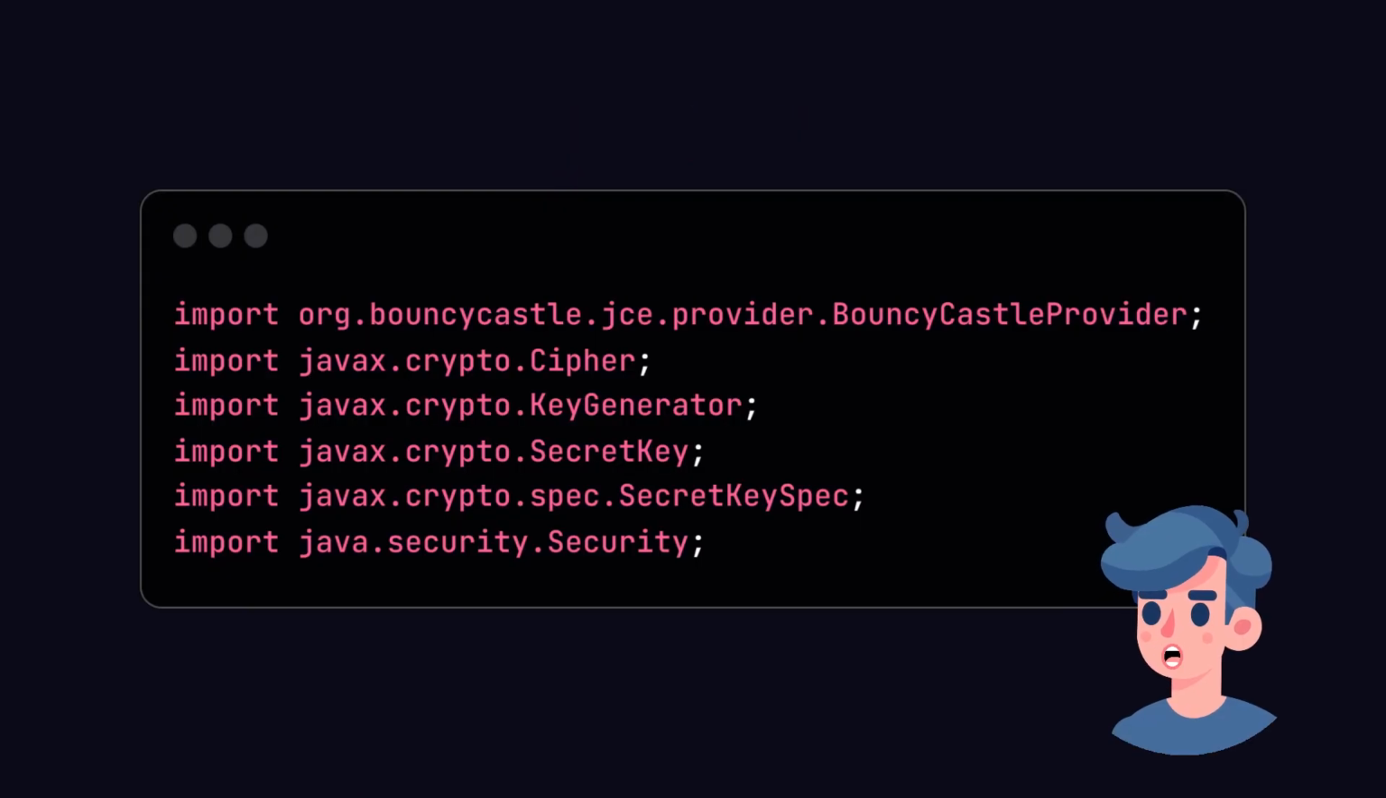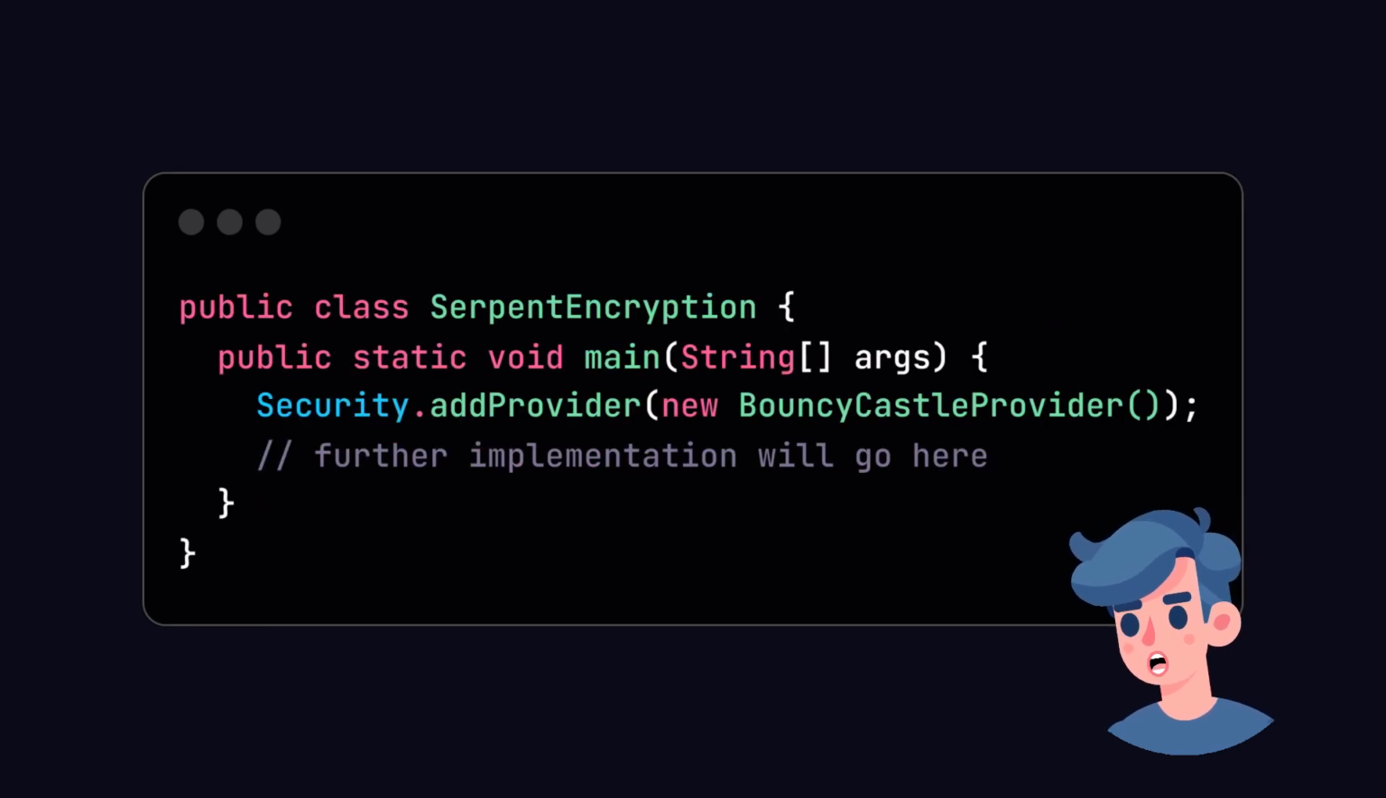Let's write a simple Java program that demonstrates how to encrypt and decrypt a string using the Serpent algorithm. First, we need to import the required classes from the Bouncy Castle library. Next, we need to set up the main class and method. We will also register the Bouncy Castle provider that supports the Serpent encryption algorithm.